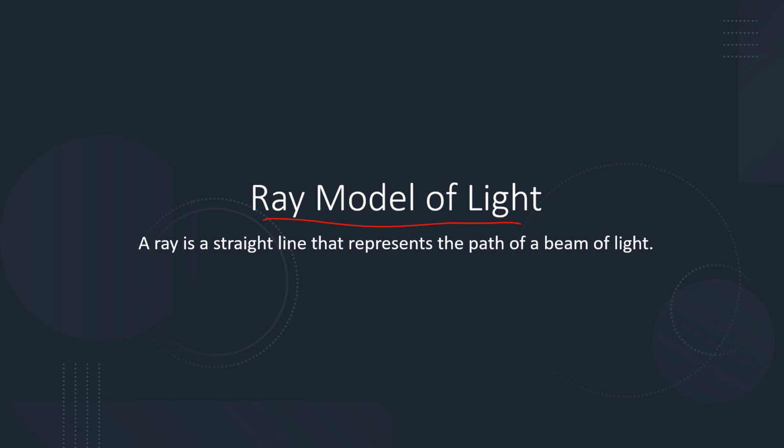Light travels in a straight line unless it is hit by an object. Okay. What is a ray? A ray is a straight line that represents the path of a beam of light.